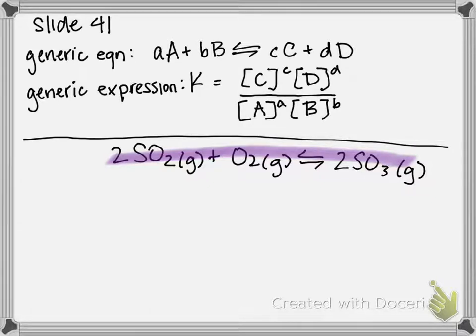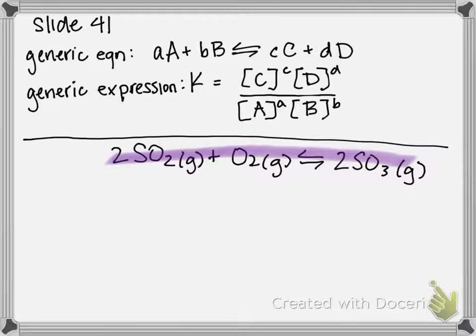So it's the products raised to the power of their coefficients over the concentration of the reactants multiplied together raised to the power of their coefficients. So that's why you have the concentration of A times the concentration of B, both raised to their respective coefficient powers, lowercase a and lowercase b.